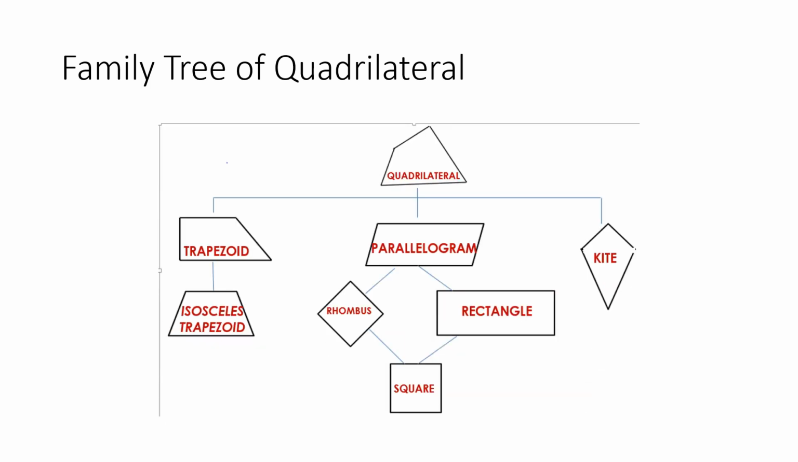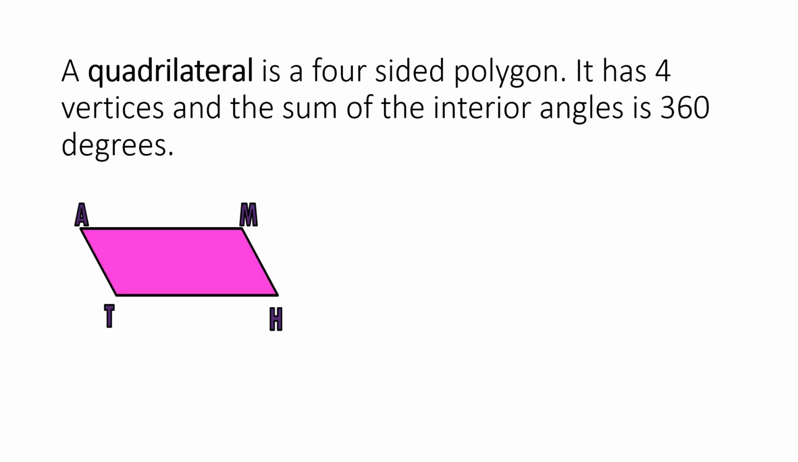Do you still remember the different kinds of quadrilaterals? They are trapezoid, isosceles trapezoid, parallelogram, rhombus, rectangle, square, and kite. What is a quadrilateral? A quadrilateral is a four-sided polygon. It has four vertices, and the sum of the interior angles is 360 degrees.